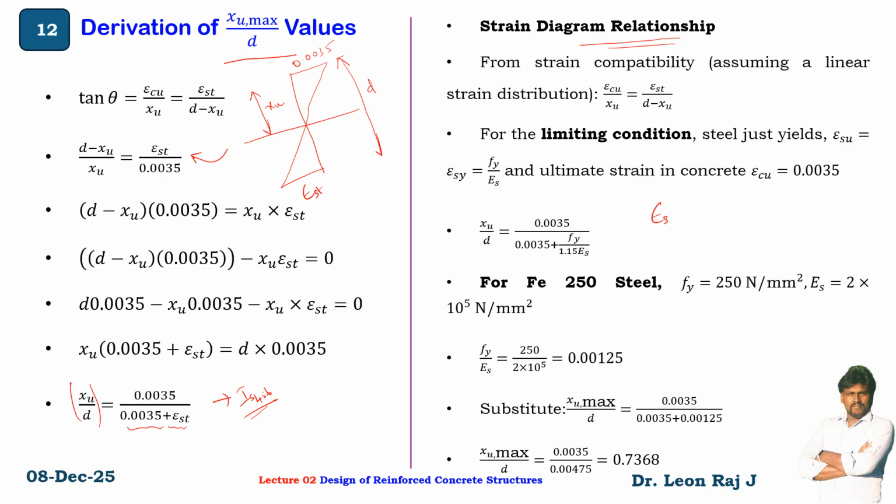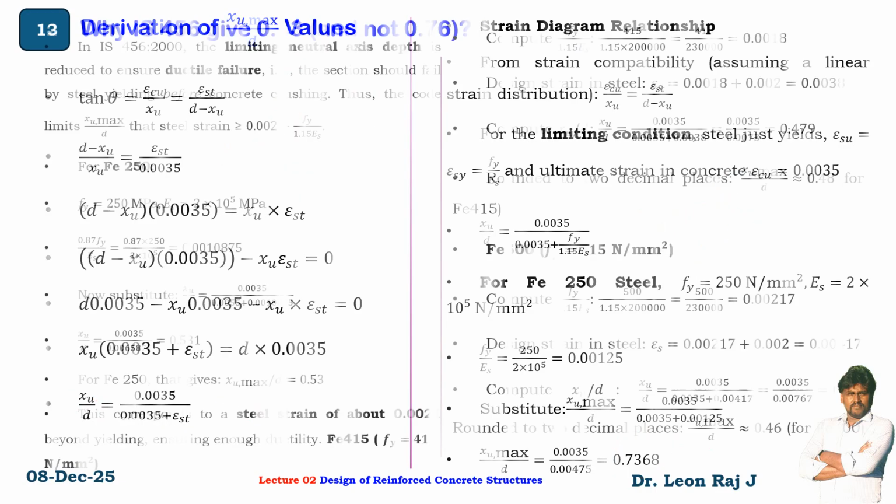What is the strain in steel? Epsilon st for mild steel is equal to Fy divided by 1.15 Es. So if you substitute this value here, Es is known and Fy is known. Just substitute these values, and you get Xu max by D value as 0.7368. But the code is giving 0.53. Why 0.53? We will see in the next slide.